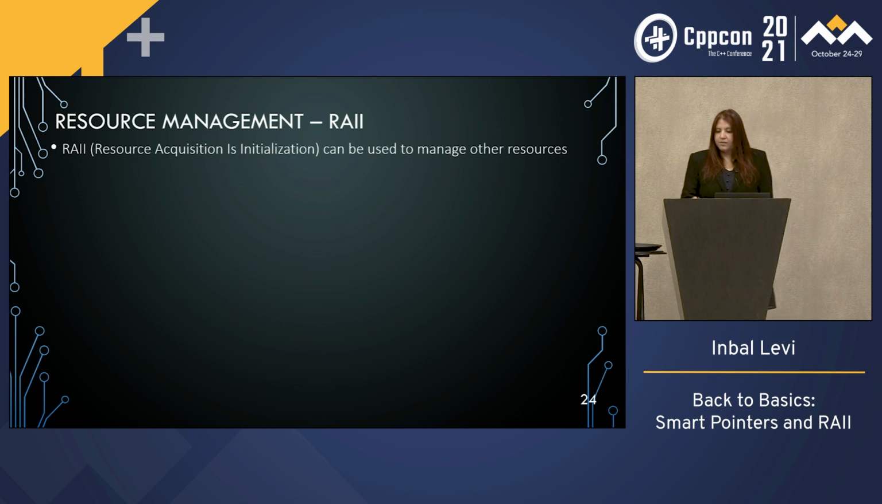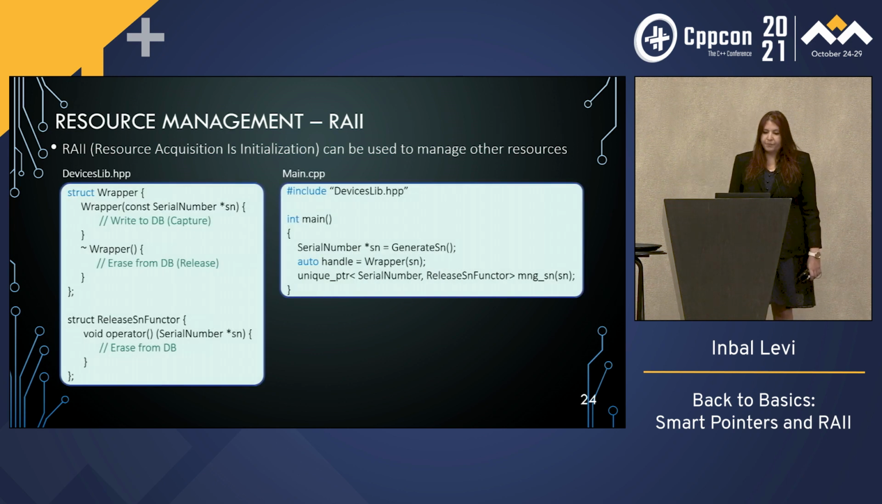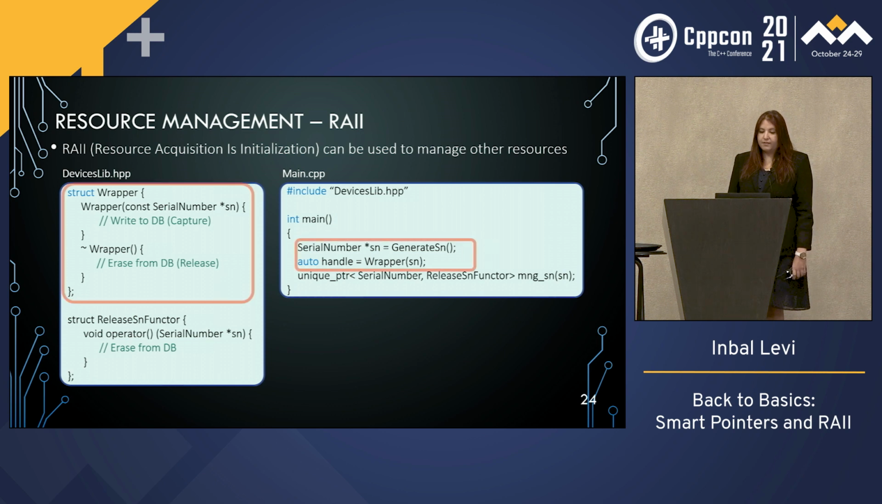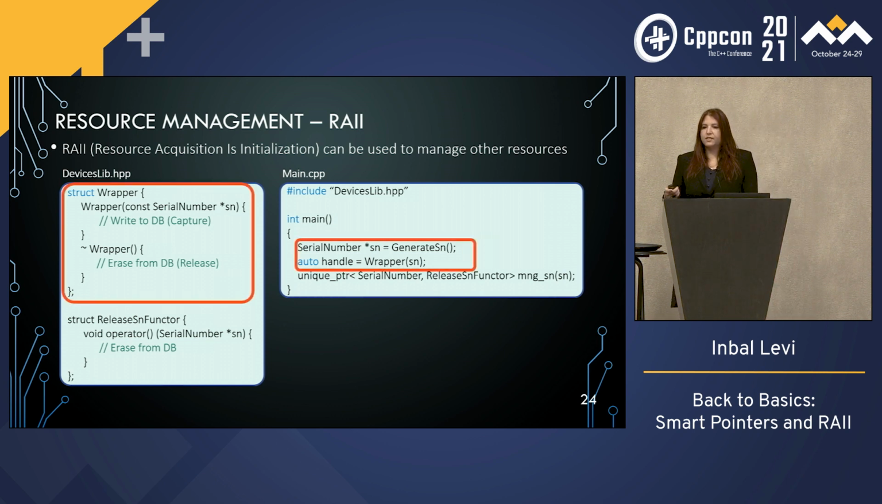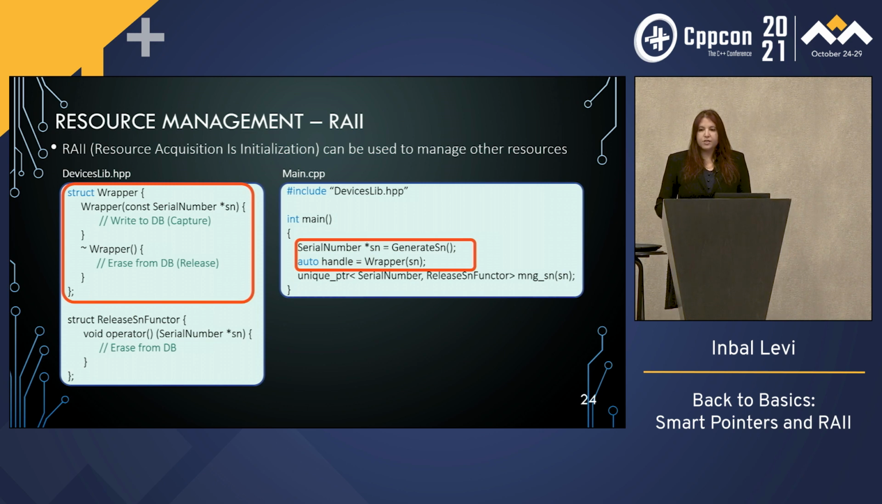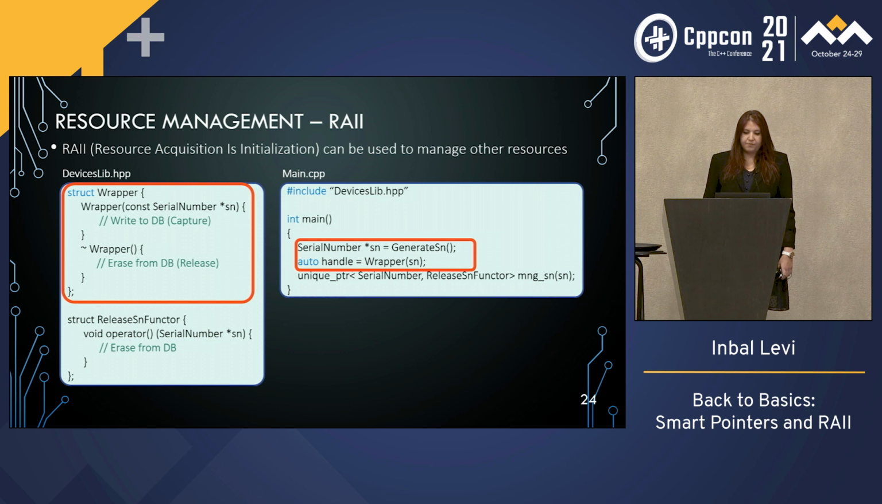Okay. So now let's move to RAII, as promised in the title of the talk. RAII is Resource Acquisition Is Initialization. It can be used to manage other resources. So here, I want to show you a very simplified example. And again, don't read this code as a guideline. I have a wrapper. In this case, I have a function that gives me a serial number for a device. Let's say I have certain use cases and restrictions, and I have to have my serial number look in a certain way. So I use this function, and it gives me back a serial number.